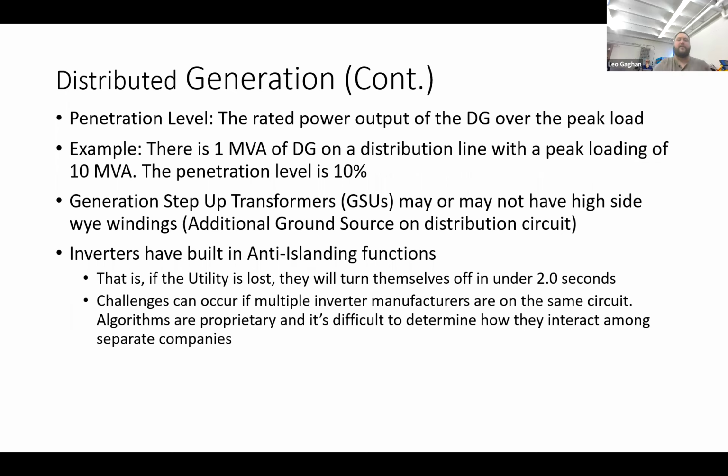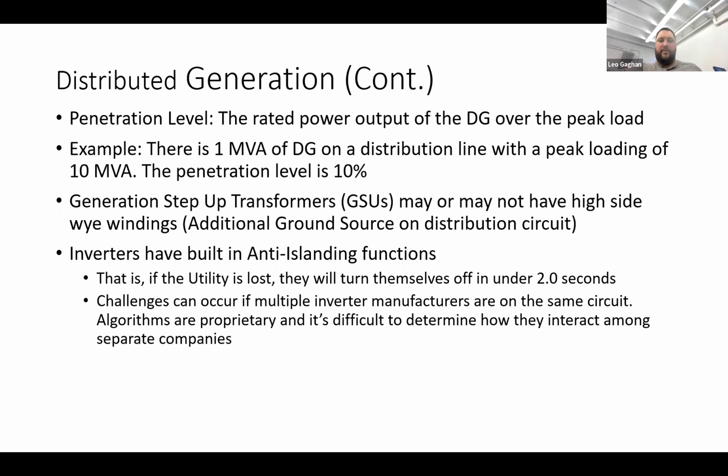One definition: penetration level. That is the rated power output of the distributed generation over the peak load. So for an example of that, we had 1 MVA of distributed generation on a distribution line with a peak loading of 10 MVA. The penetration level is 10%. We often don't see that penetration level get up over 100%.